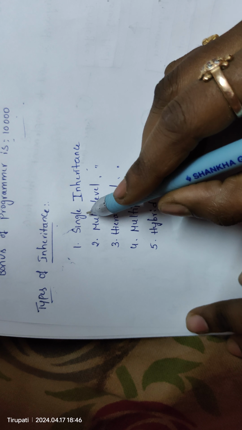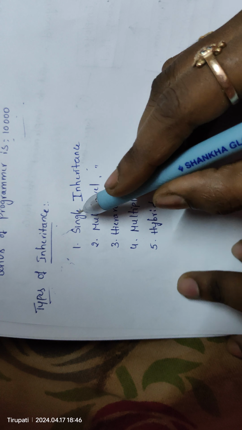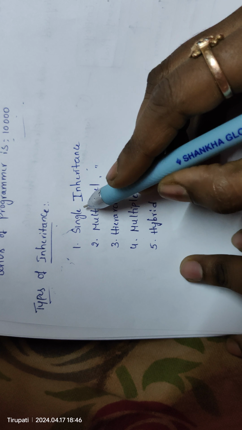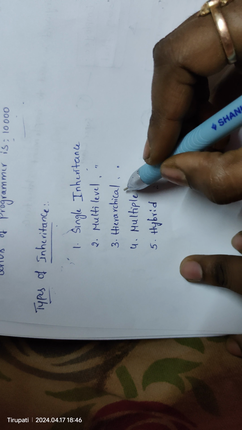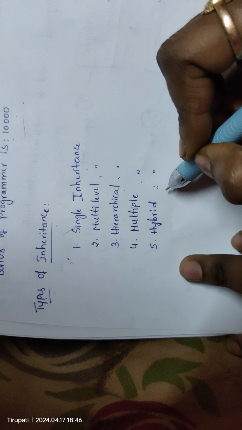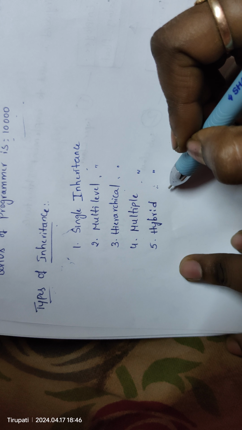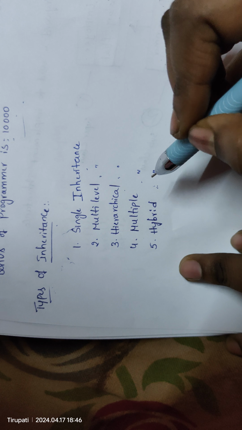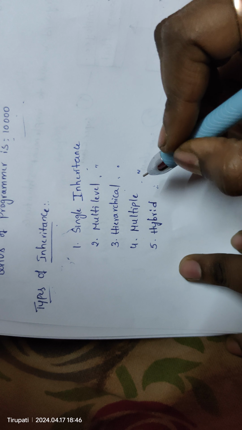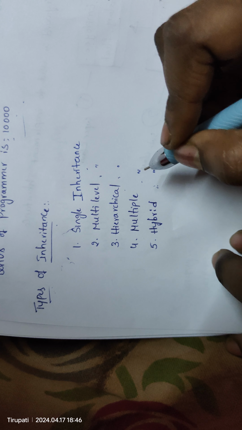Object oriented programming (OOPS) supports 5 different types of inheritance: single level, multi-level, hierarchical, multiple and hybrid inheritance. So 5 different types of inheritance are supported by object oriented programming languages, but here we are discussing the Java implementation.